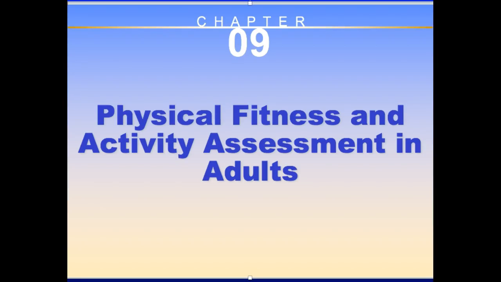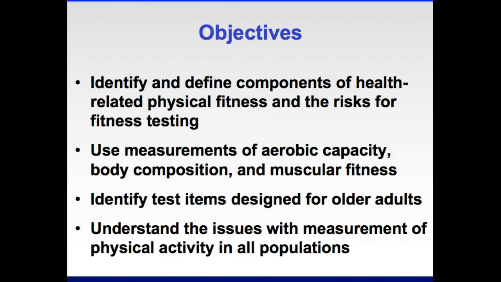Fitness and activity assessment in adults. This is Chapter 9. Objectives: Identify and define components of health-related physical fitness and the risks for fitness testing. Use measurements of aerobic capacity, body composition, and muscular fitness. Identify test items designed for older adults, and understand the issues with measurement of physical activity in all populations.